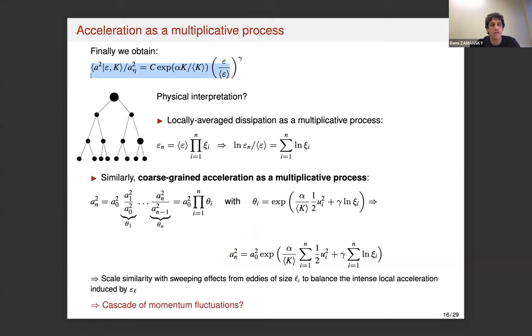And so at the end, we have that kind of expression for the doubly conditional acceleration variance, with again the exponential dependence on K and the power law dependence on epsilon. To my knowledge, it's kind of new, and that calls for a physical interpretation. And I must say that I'm not sure. Maybe you'll have a better idea, and I'll be happy to discuss it with you. I have the feeling that it's work in progress and maybe has to be cleaned up a bit, but anyway, that's where I am in the reflection.